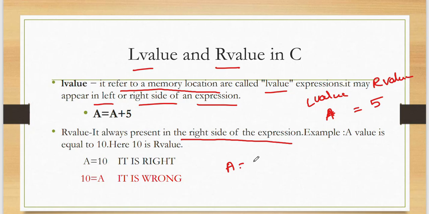For example, a equal to 10. Here a equal to 10 is right, but 10 equal to a is wrong, because this must be a memory location. This should not be a value here. The value is assigned to this memory location, this is right, but a memory location cannot be assigned to a value, so this is wrong. So always remember L-value and R-value. L-value must be a memory location and R-value must be any value. L-value may appear on the left side or right side.